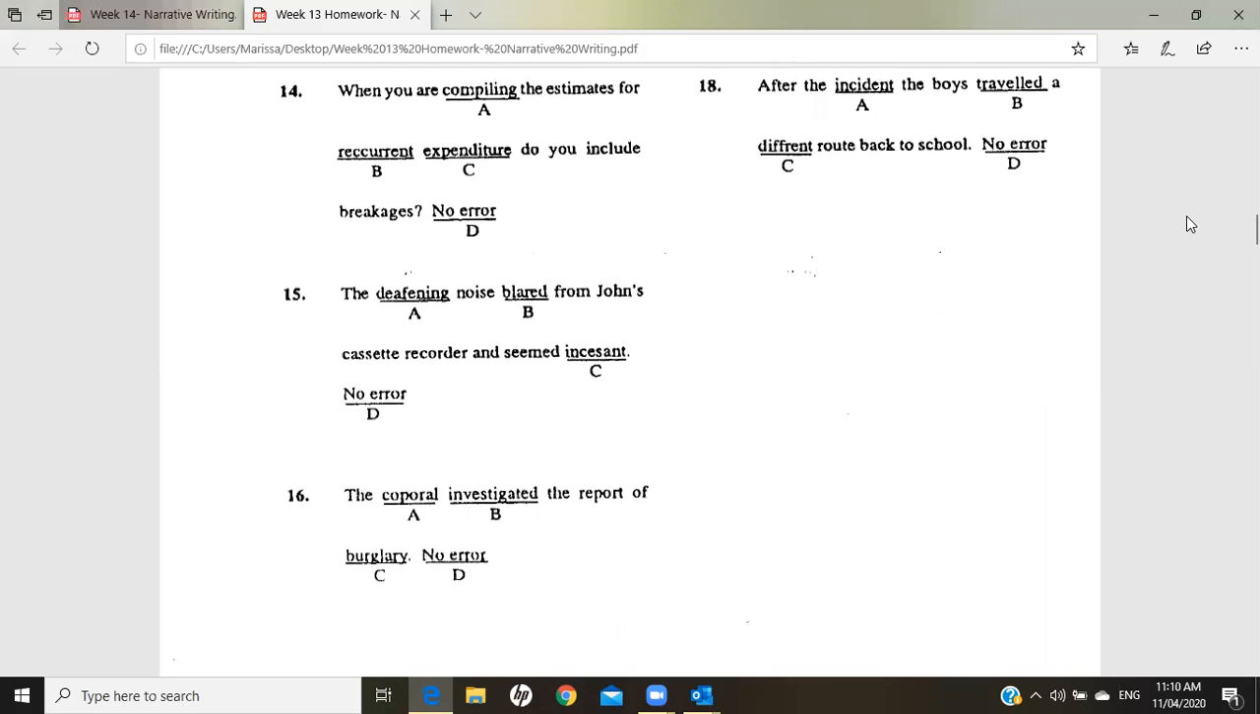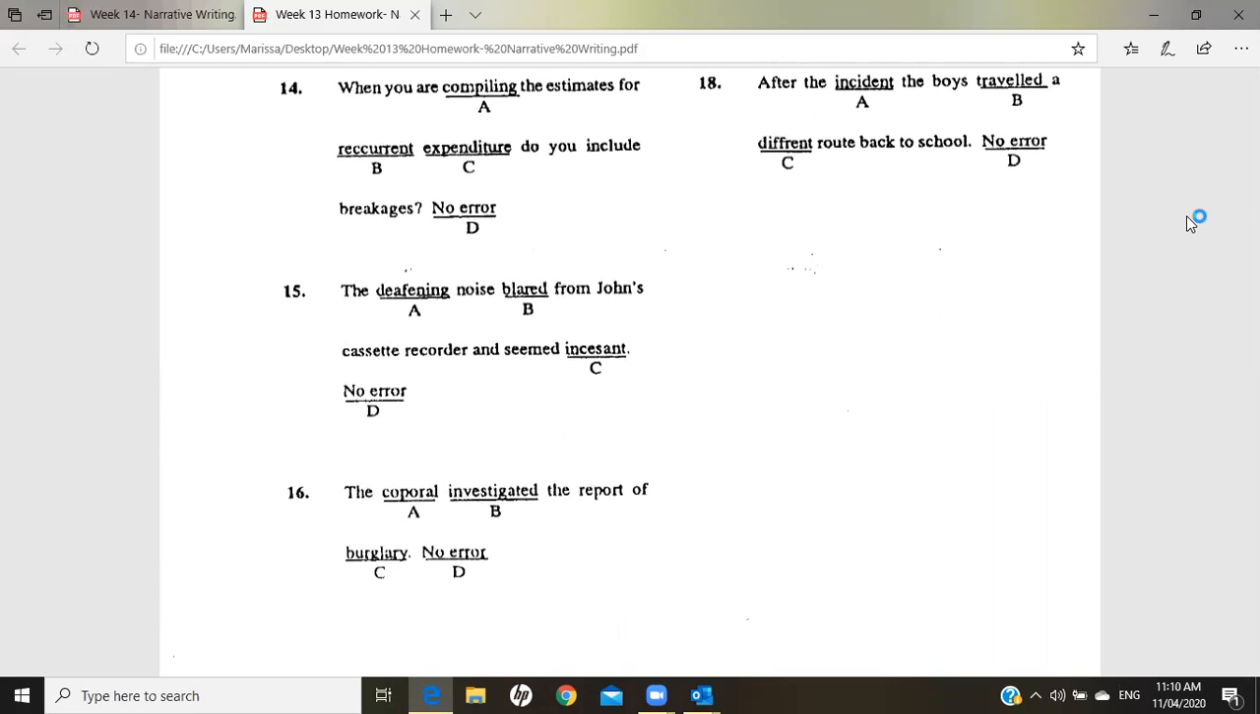All right. Number 15. The deafening noise blared from John's cassette recorder was seemed incessant. Yes, the answer is C. Incessant has two S's.